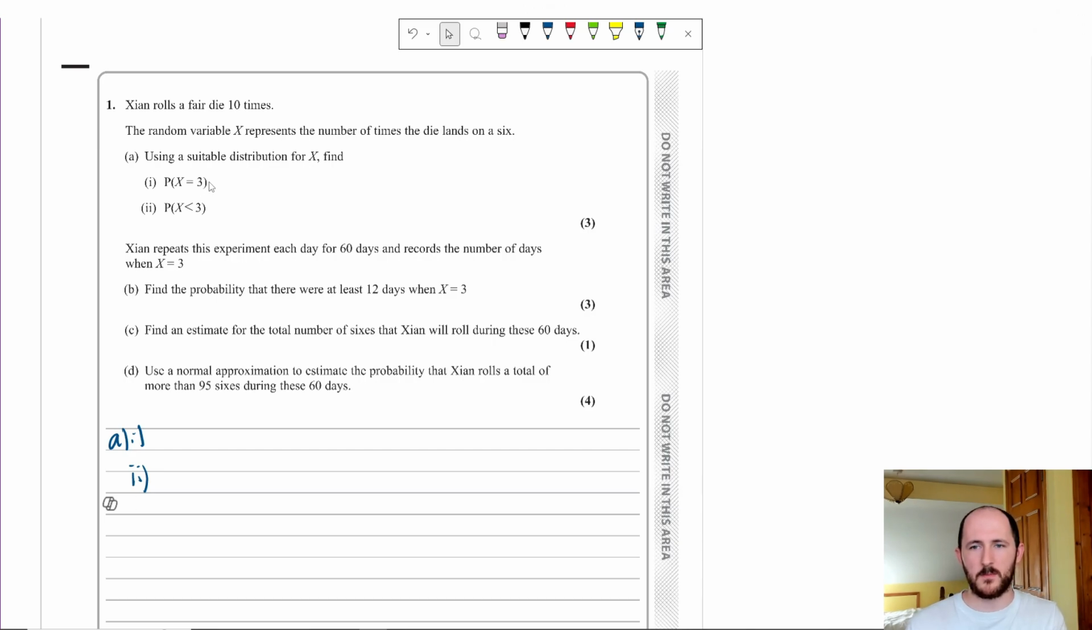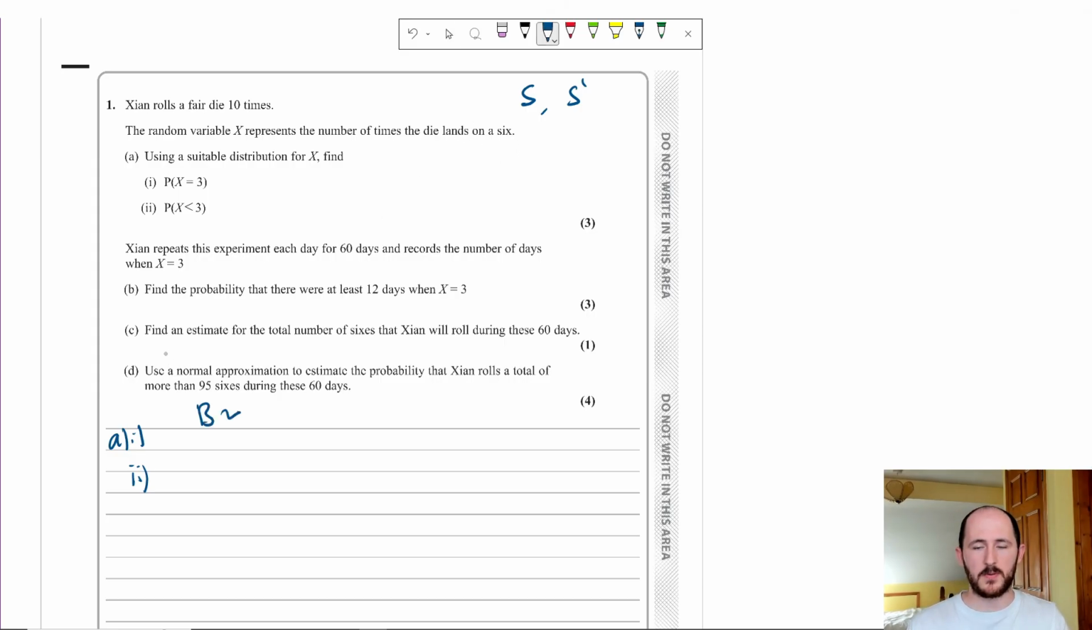So instead it makes more sense to split this into two parts, either getting a 6, so let's call it S, or not getting a 6, let's call it S apostrophe. So two options means it's a binomial distribution, so we want the probability that we get a 6, so we're going to use a binomial distribution.